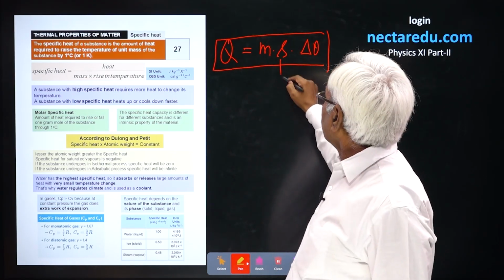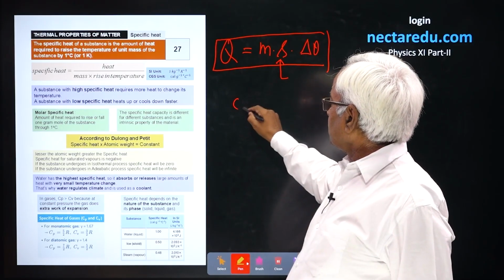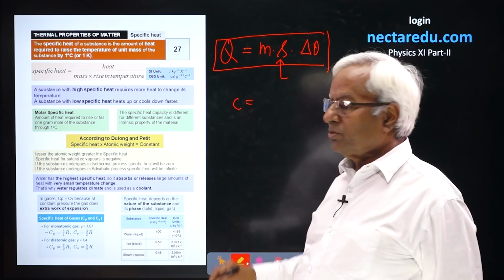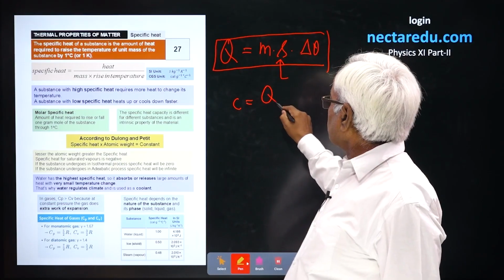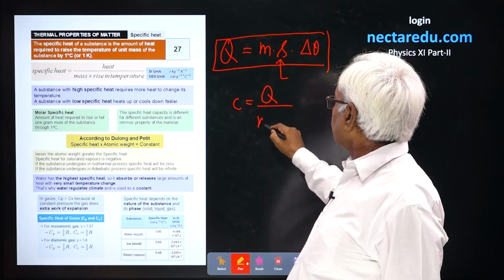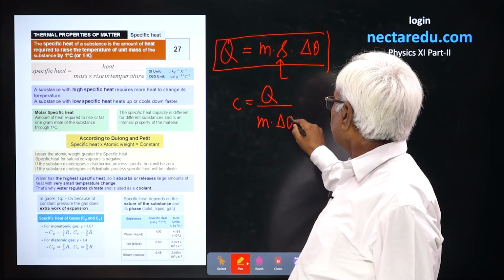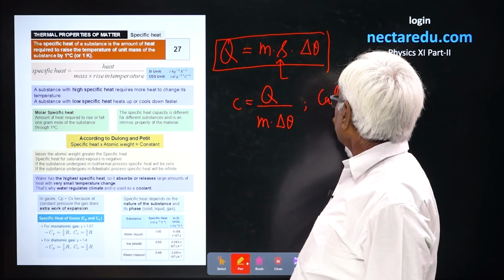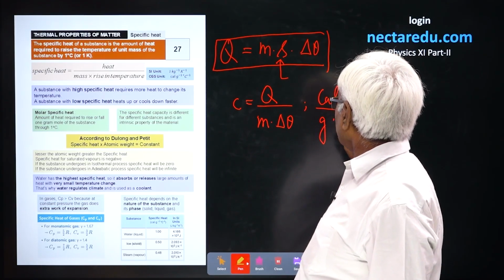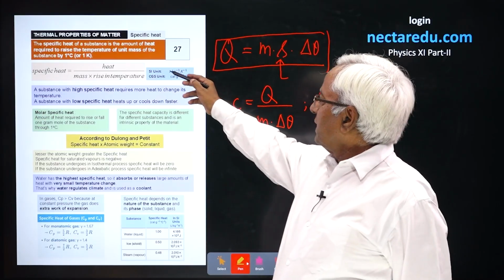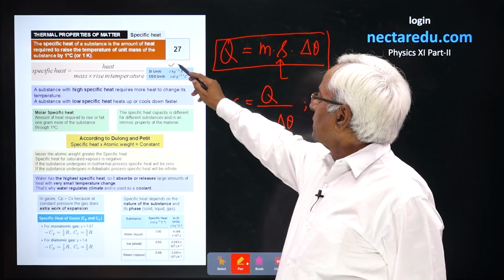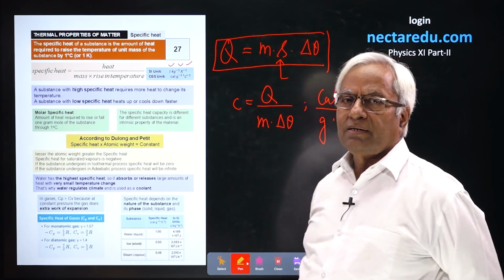S I have chosen for specific heat. For this, sometimes letter C is also used. So, this specific heat could be given as Q upon m delta theta. Its unit is going to be calorie per gram Celsius, or in SI, joule per kilogram per Kelvin.